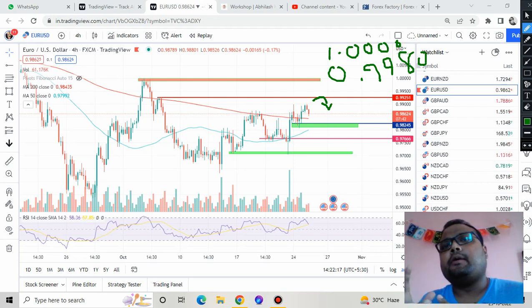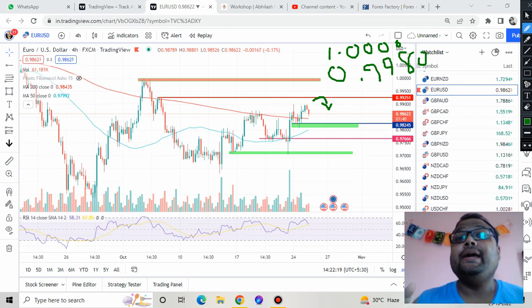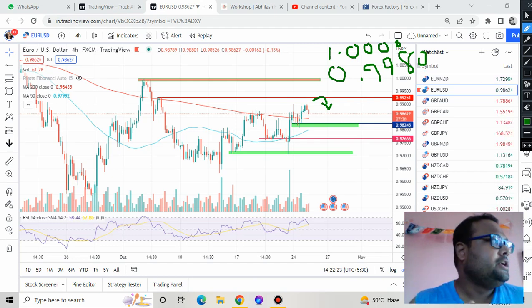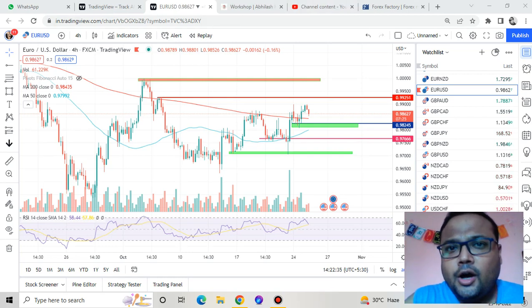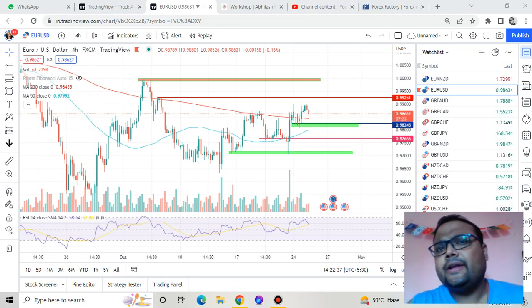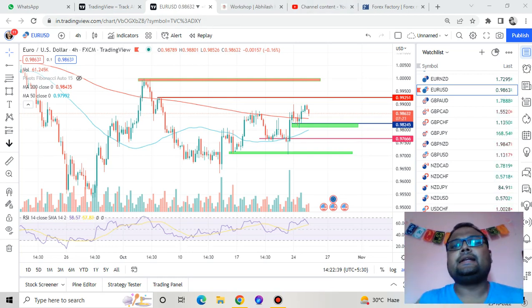Because for positional trading and swing trading, we need a proper direction of the market. Swing trading and positional trading last for a couple of days, and if we do not have any clarity about the direction of the market, then we should strictly avoid any swing or positional trades. So it's better to go for day trading only.